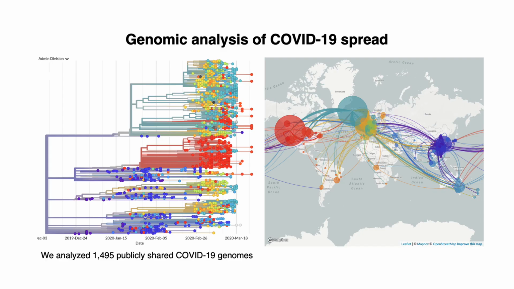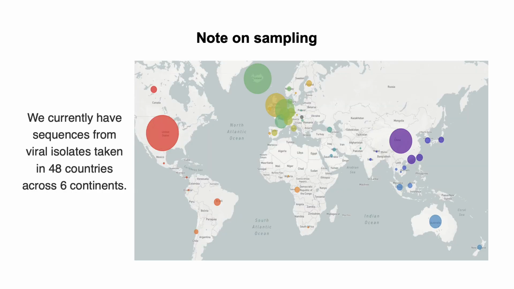Currently, we have analyzed 1,495 publicly shared COVID-19 genomes. By comparing these viral genomes to each other, we can characterize how COVID-19 is moving around the world and spreading locally. We currently have sequences from viral isolates taken in 48 countries across 6 continents.